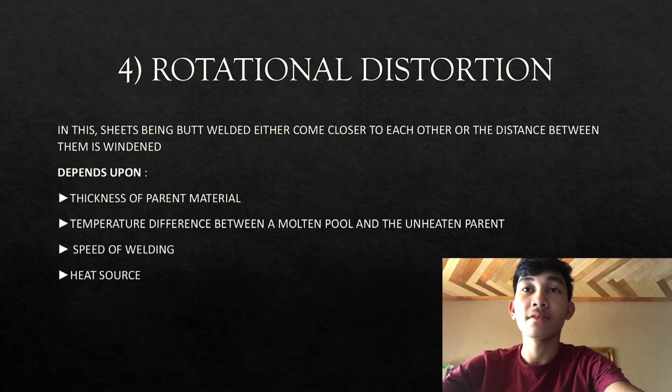Fourth is rotational distortion. In this, the sheets being butted will either come closer to each other or the distance between them is widened. It depends upon thickness of parent material, temperature difference between the molten pool and the unheated parent, speed of welding, and heat source.